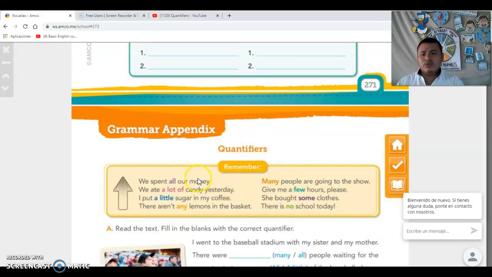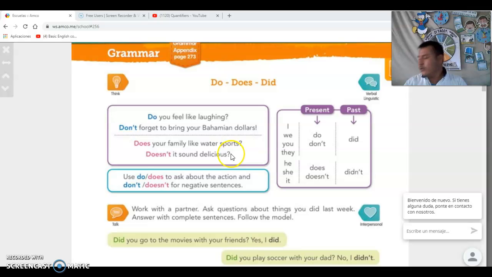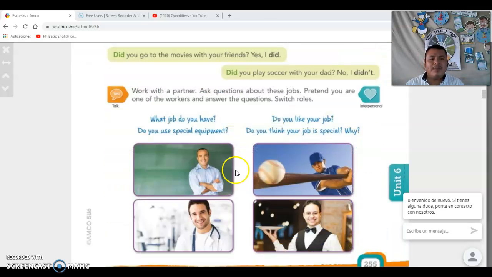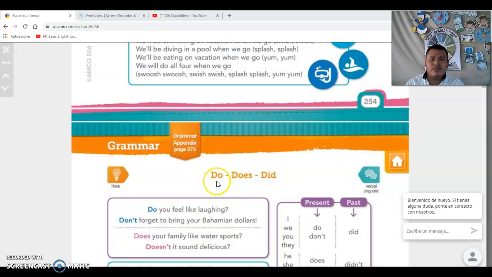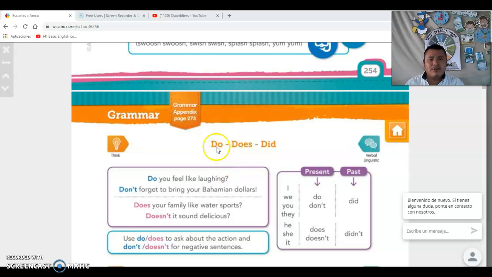And also we need to go to another page. Okay, so you need to go to page 255. And then we're going to learn a little bit about do, does, and did. Remember, do and does are the same thing, but we use does with he, she, and it. You see it right here. Okay, so you see the positive and negative, and the past, present, positive, negative, and past positive and past negative, okay?